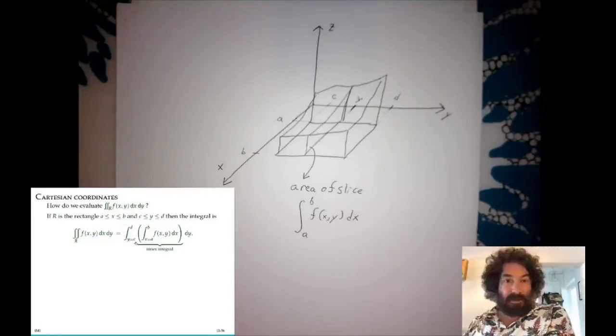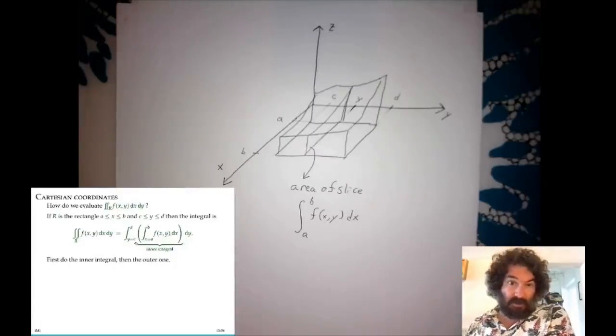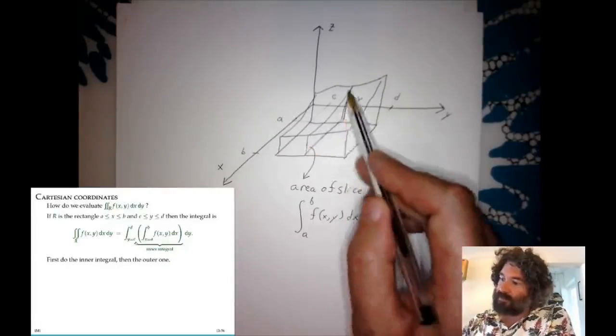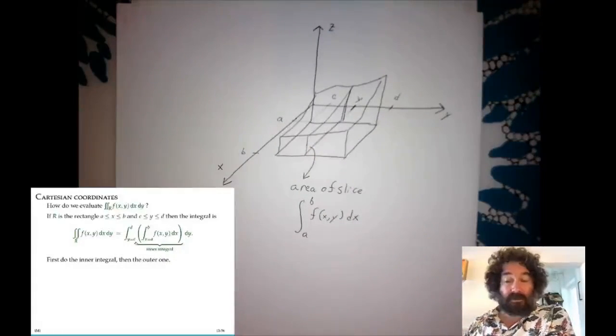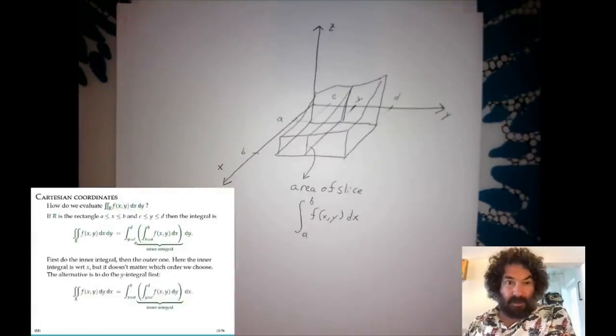And so when we do this, we call the integral we do first the inner integral. And we could do first the inner integral and then the outer integral. So you do the inner integral, you get this area of these slices as a function of y, and then you integrate that. And one thing to notice is that it actually doesn't matter which order you do it in.